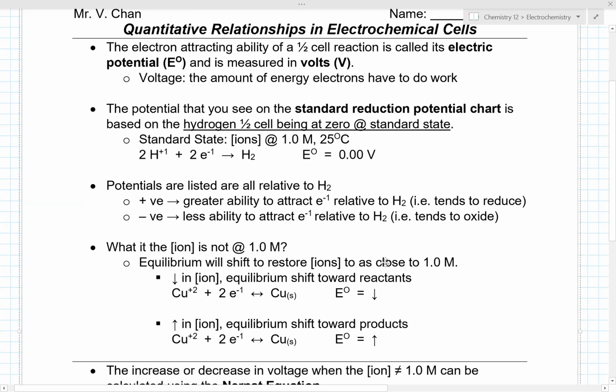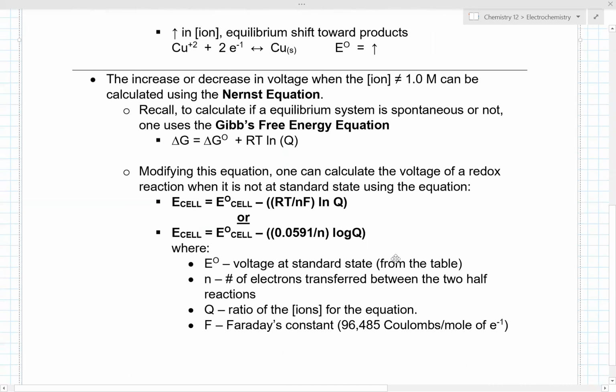Now, there is a way to quantify what the voltage will be, more specific than just an increase or decrease. So the increase or decrease in voltage when an ion is not at 1 molarity can be calculated using the Nernst equation. Now this relates back to delta G, or Gibbs free energy. So if we look back to delta G, modifying the equation, what we find is the E cell.